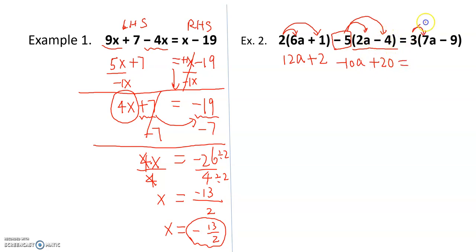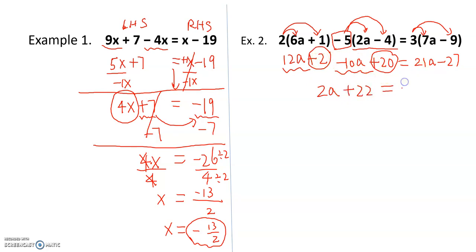On the right-hand side, we distribute 3 to both of them. So we get 3 times 7, 21a, 3 times negative 9, negative 27. And now we can follow the next step to combine all the like terms on the left-hand side. These two and these two are like terms. So 12a minus 10a, that's a 2a. Positive 2 plus 20, that's 22. On the right-hand side, there are no like terms.